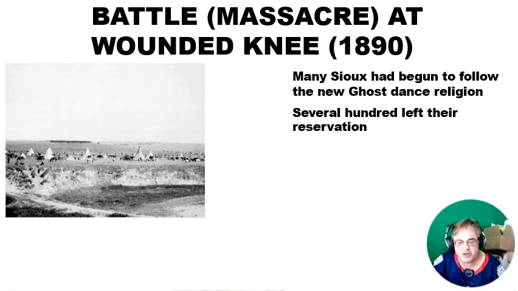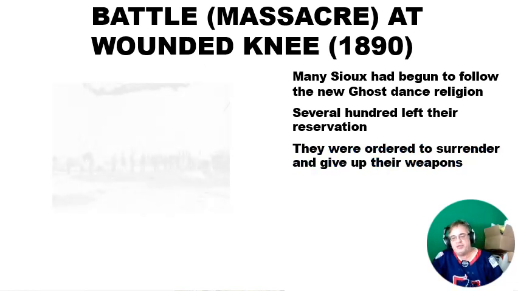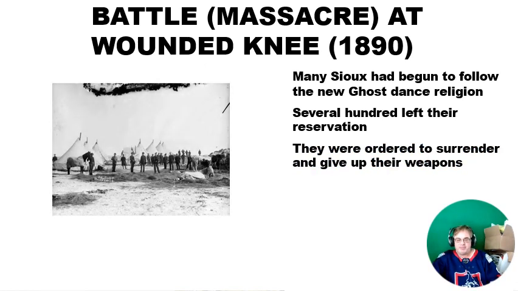Here you see a picture of the village of the Sioux near what is called Wounded Knee Creek. Now, they were ordered to surrender and give up their weapons, and they were surrounded by members of the 7th Cavalry. Now, we didn't really talk about Custer. We'll go into detail later in the year when we come back to this and talk about the Battle of Little Bighorn, or Custer's Last Stand, as people call it. But it was his unit.